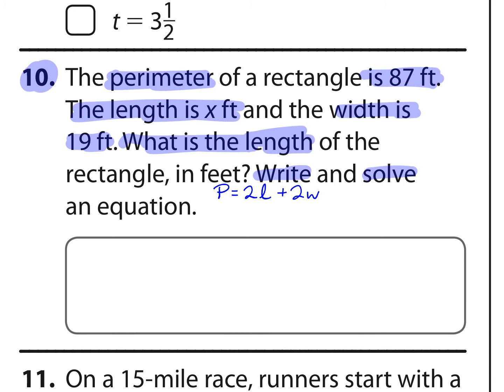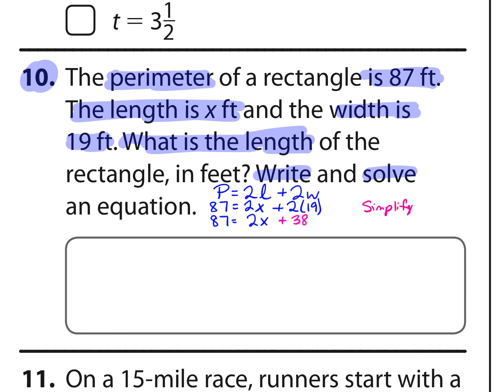So let's plug in what we know. We know the perimeter is 87. We don't know the length, but it's being represented by x. And we do know that the width is 19. So we just plug those into this little equation. Now we're going to simplify. So in this case, we're going to take 2 times 19, and that's 38. And just bring that down and get 87 is equal to 2x plus 38.